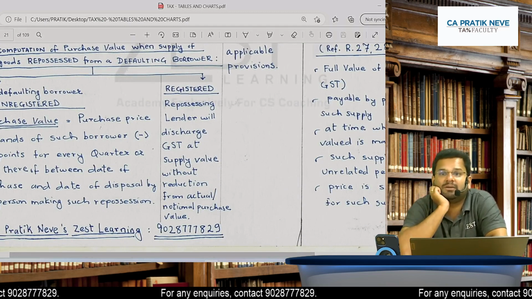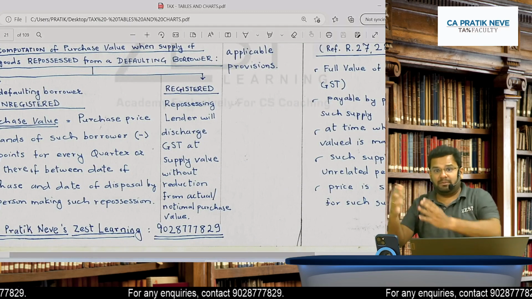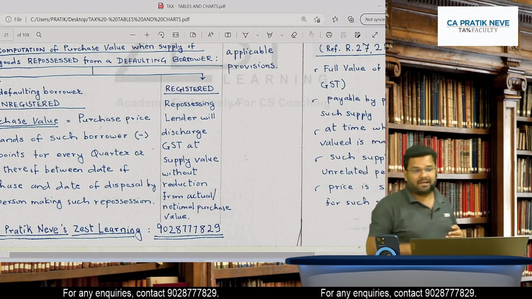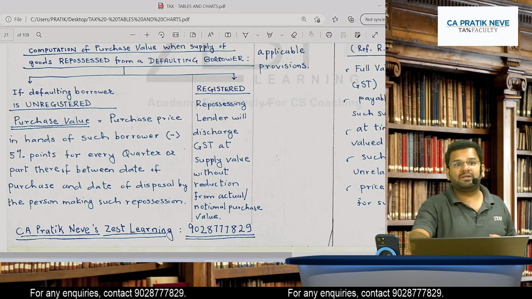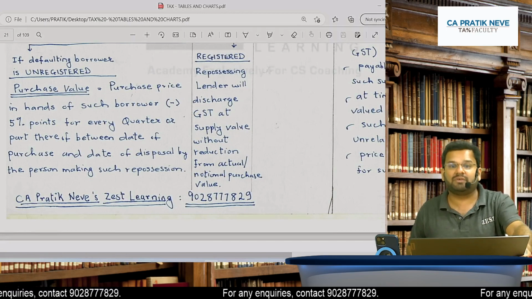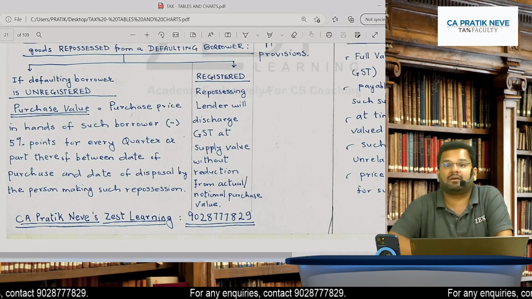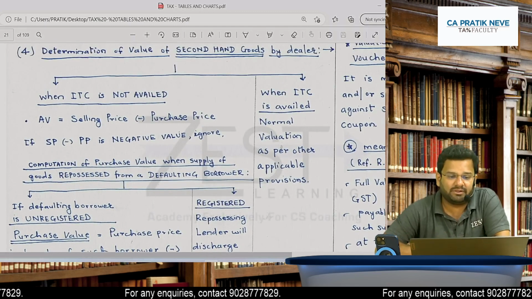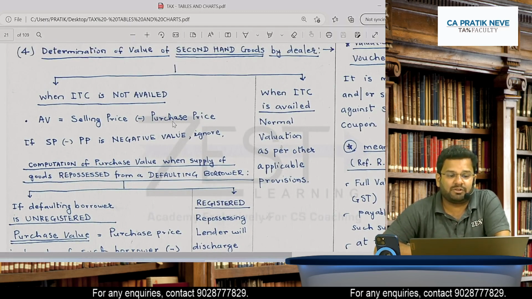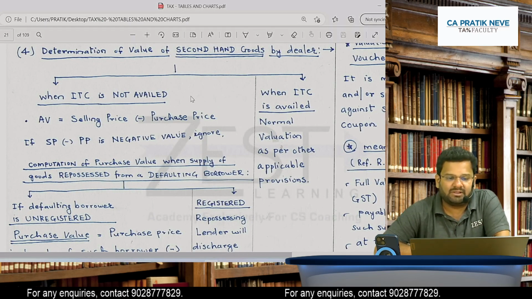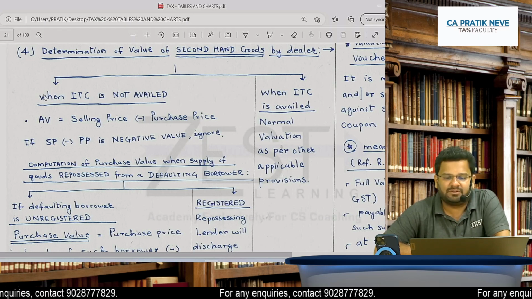What's the value addition done by them? They purchased a motor vehicle for 2 lakh and they are selling it for 2.5 lakhs. Exactly. So value addition done is only 50,000. So assessable value will be 50,000. So check what happens in this case is assessable value is selling price minus purchase price. Okay, when ITC is not available. Obviously, it is purchased from unregistered person, so ITC is not available.